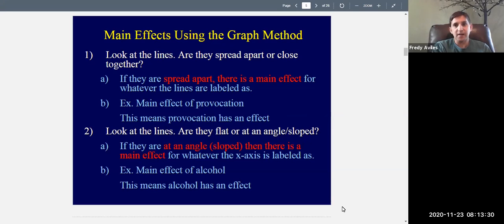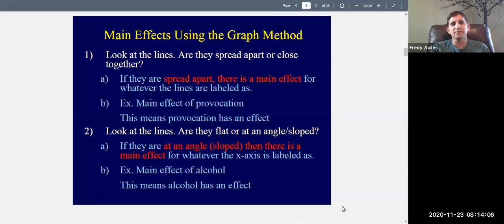So we're gonna look for main effects now. Remember, main effects means that something has an effect, right? We're gonna look for main effects using the graph method. We're gonna be looking back at that graph and see if we can spot a main effect, see if we can spot things like that. So it says, look at the lines, okay? Are they spread apart or are they close together? So if you look at the 2 lines, there could be more than 2 lines, by the way, but you look at the lines, are they spread apart or are they close together? If they are spread apart, that means there's a main effect for whatever the label for those lines are, okay?